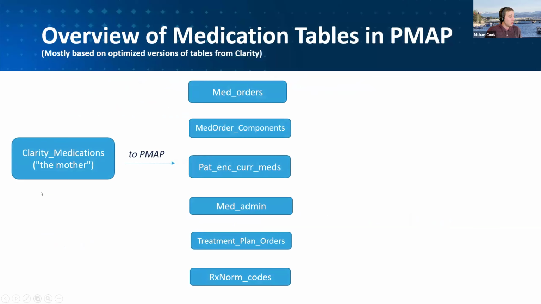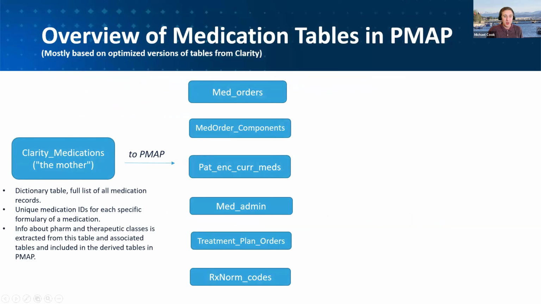So first of all, on the left, we have Clarity medications, what we refer to as, I guess, the mother table. This is where pretty much all of this other data flows from. It is a dictionary table, and so it's not going to show you, for example, patient 1 had this medication on this day. It rather lists all of the medication records and information about them. I am going to come back to that idea of a dictionary table in a little bit. It also has unique medication IDs for the specific formulations of a medication, and information about pharm and therapeutic classes.